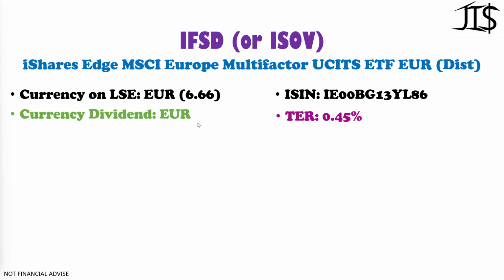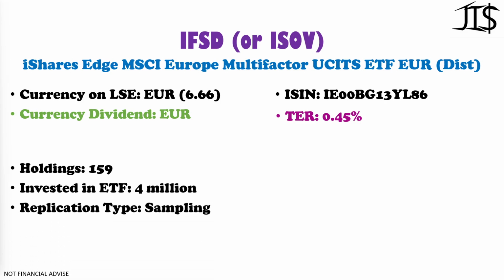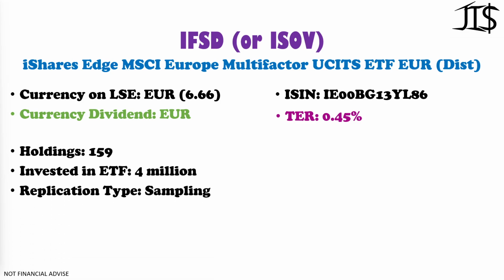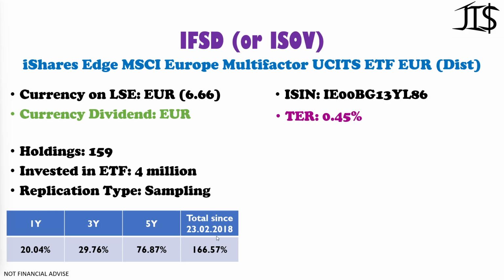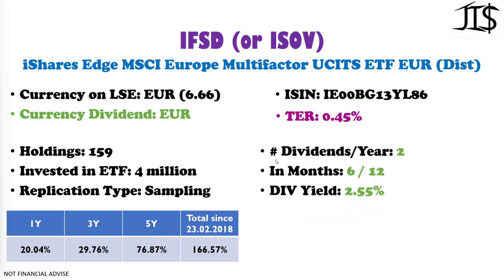The dividend is also being paid out in euros. It invests in 159 companies and there is only 4 million invested in it. It's also a still recent ETF, so it started on the 23rd of February of 2018. And the past year it's up 20%, and the past 5 years it's almost up 77%.